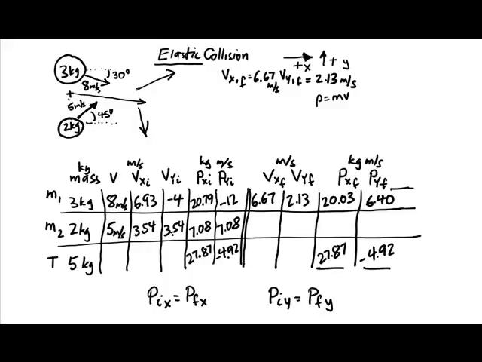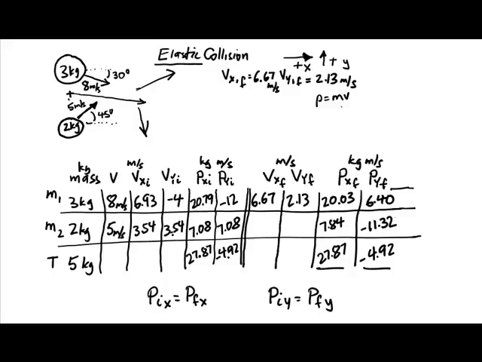Total momentum, 27.87. We'll subtract our 20.03, and we get 7.84 kilogram meters per second of momentum in the x direction from ball 2. And then in the y direction, what does this end up being? 6.40 minus what's going to equal negative 4.92. Do a quick little work on the calculator. Minus 11.32.